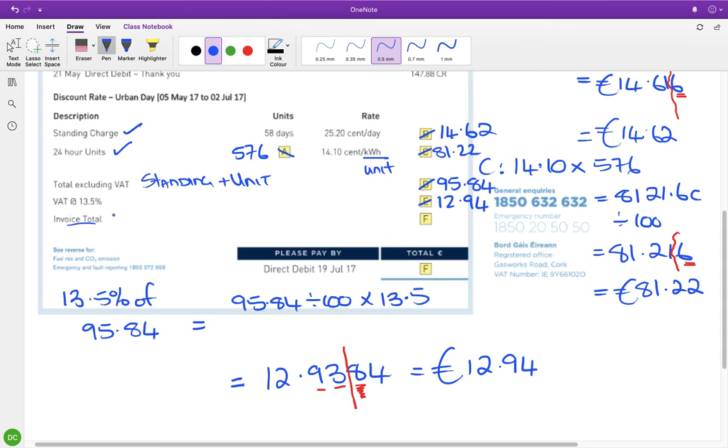So that is the total including VAT. We had the original, excluding VAT, then we worked out the VAT, and VAT is value added tax, so it gets added on. So it's 95.84 plus 12.94, and that gives us a total of €108.78. So that would be the invoice total, and that would be what's owed here on the 19th of July.